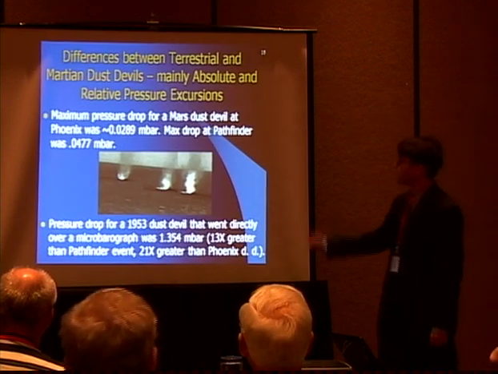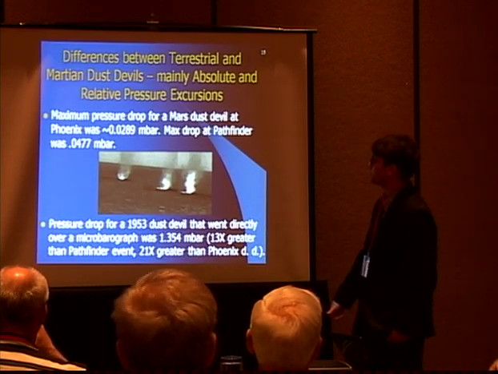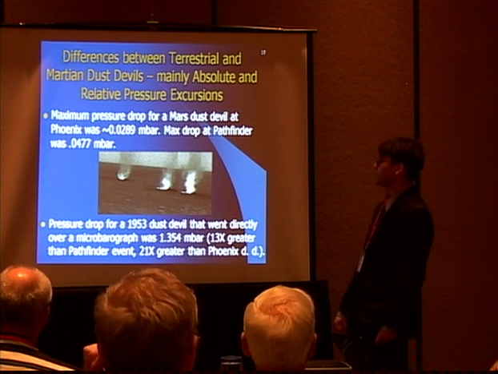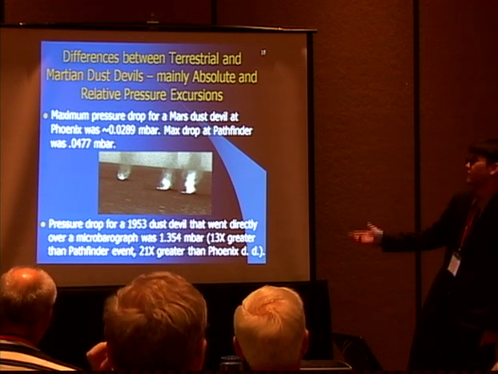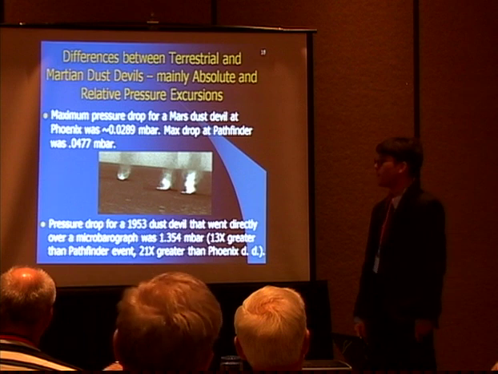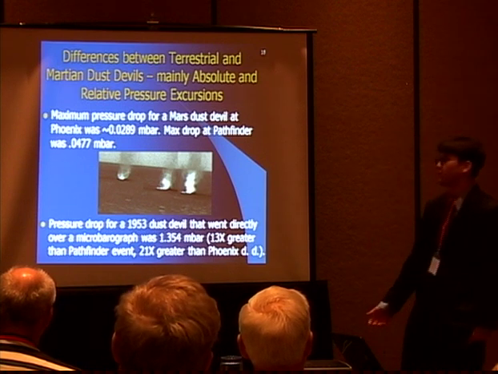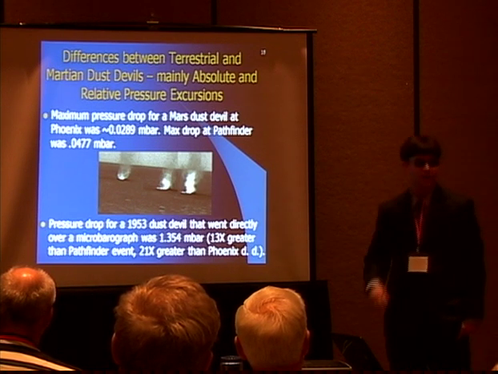Okay. More updated figures on the actual pressure drops. The maximum pressure drop for a Mars dust devil at Phoenix was about 0.029 millibars. At Pathfinder it is about 0.048 millibars. Now those are very tiny.